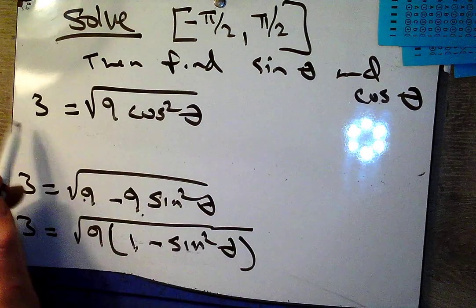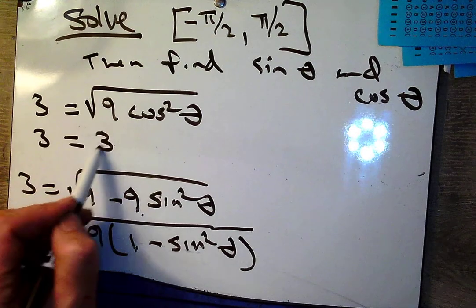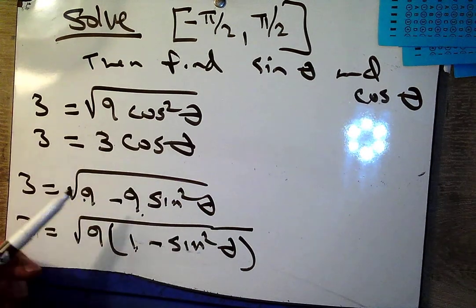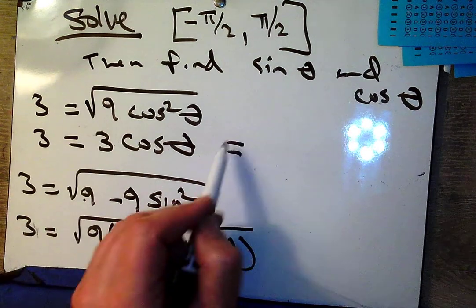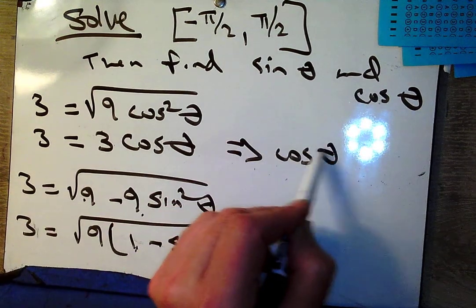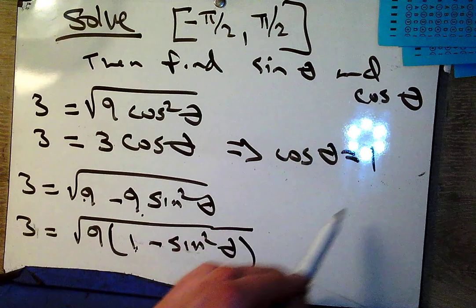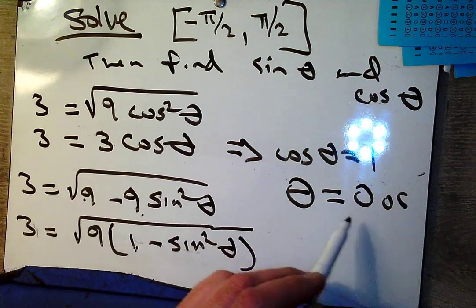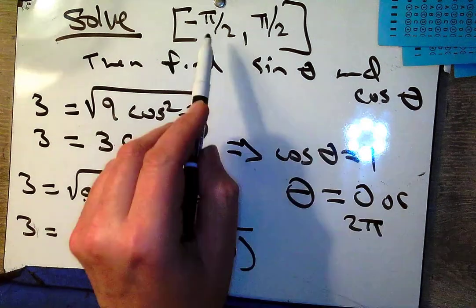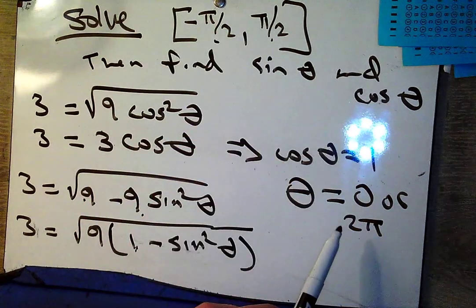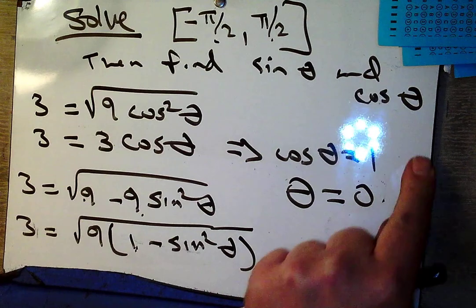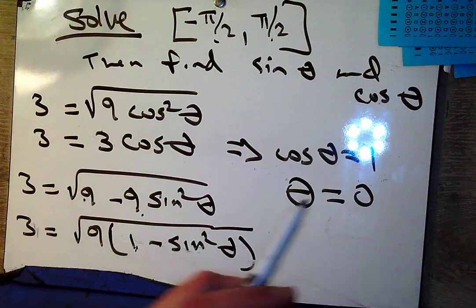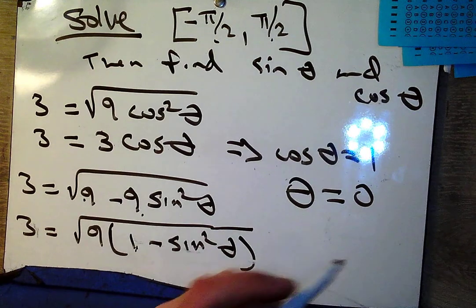So we took the square root of both sides, and students write that. Divide both sides by 3, I get then that cosine theta equals 1. When does cosine equal 1? When theta equals 0 or 2 pi. Well, we were supposed to go from negative pi over 2 to pi over 2, so 2 pi is way too big. So that's my answer. Okay, so theta is 0 radians.